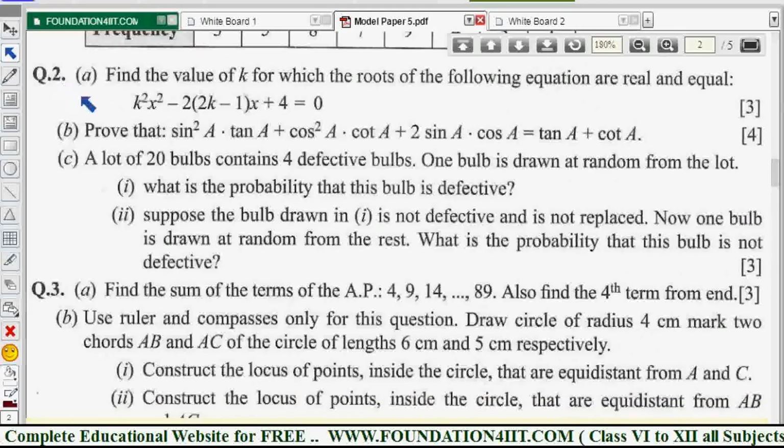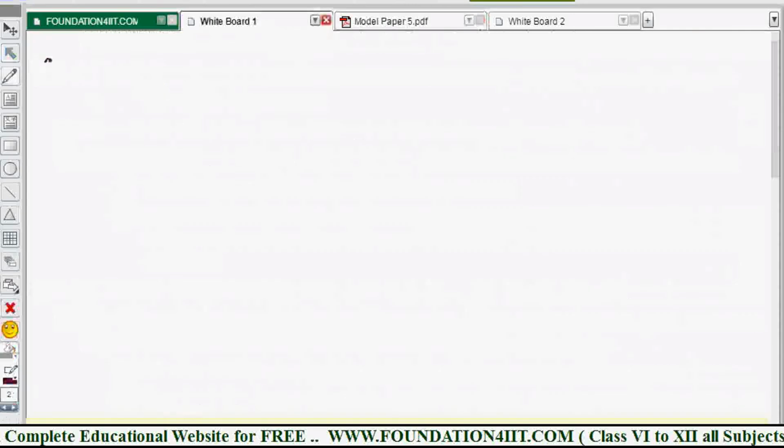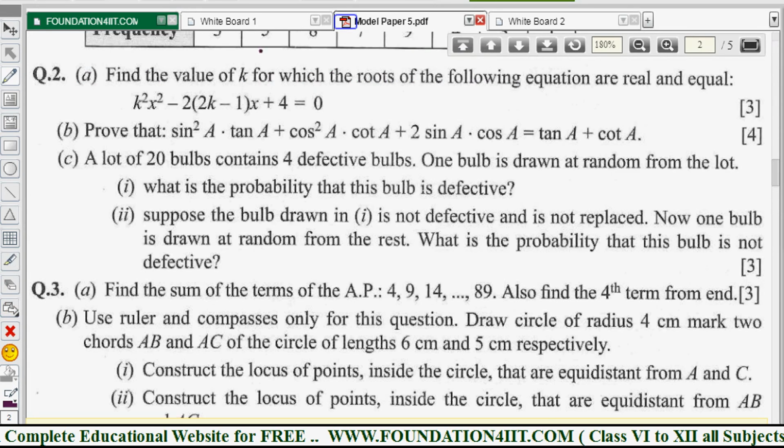So in this paper, question number 2. The first one: find the value of k for which the roots of the following equation are real and equal. So the roots are real and equal, so we need to find the value of k. So let's take the given quadratic equation in terms of k. Okay, so the given quadratic equation is k square x square minus 2 into 2k minus 1 x plus 4 is equal to 0, right? So this is given. Again the condition is the roots are real and equal.